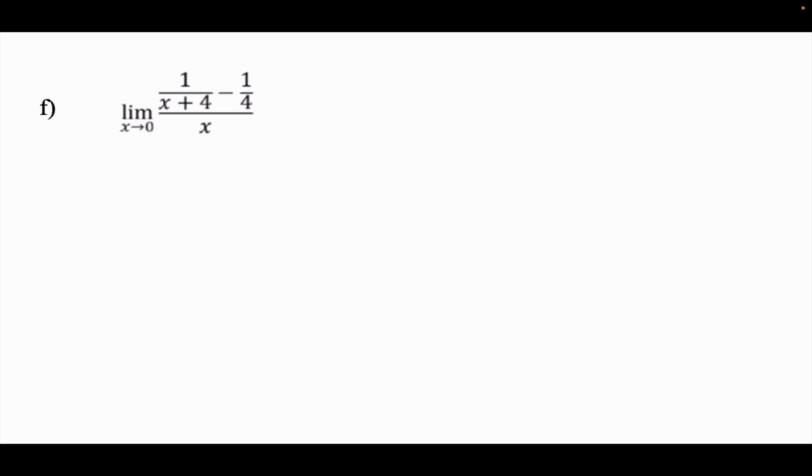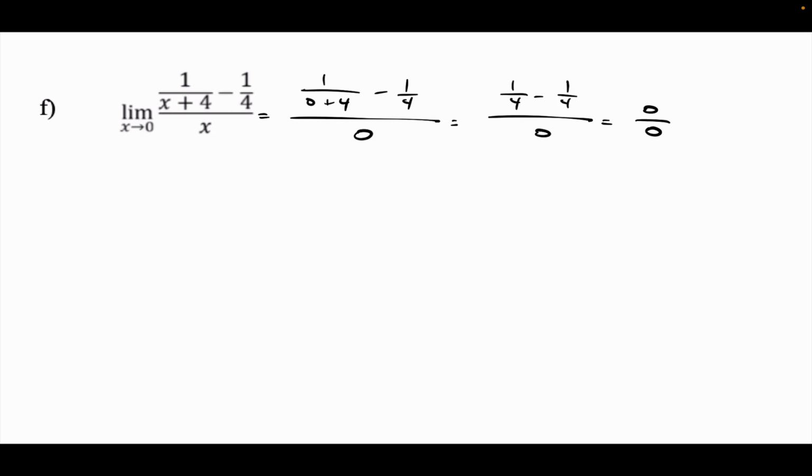So F is what we call a complex fraction. It's got two fractions on top, 1 over x plus 4 minus 1/4, and then it's part of a bigger fraction. When you have a fraction in a fraction, it's called a complex fraction. First thing we've got to do is plug in 0, limit as x approaches 0. So when we plug in 0, let's see what we get. 1 over 0 plus 4 minus 1/4, over 0. 1/4 minus 1/4 over 0, and we get 0 over 0. We still have something left to do.